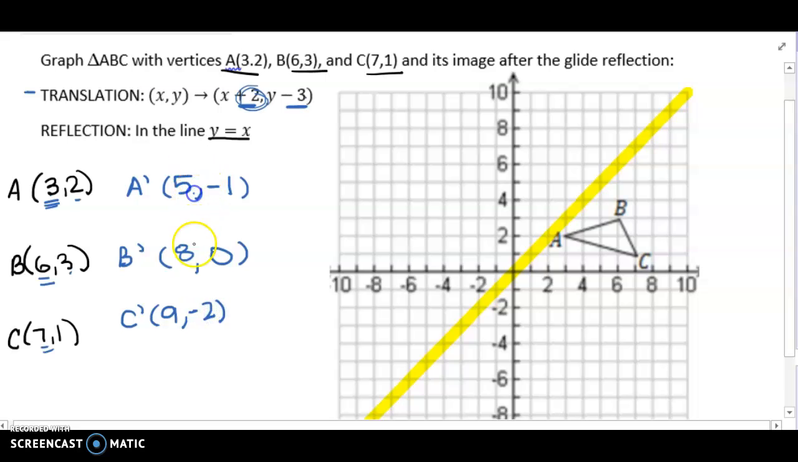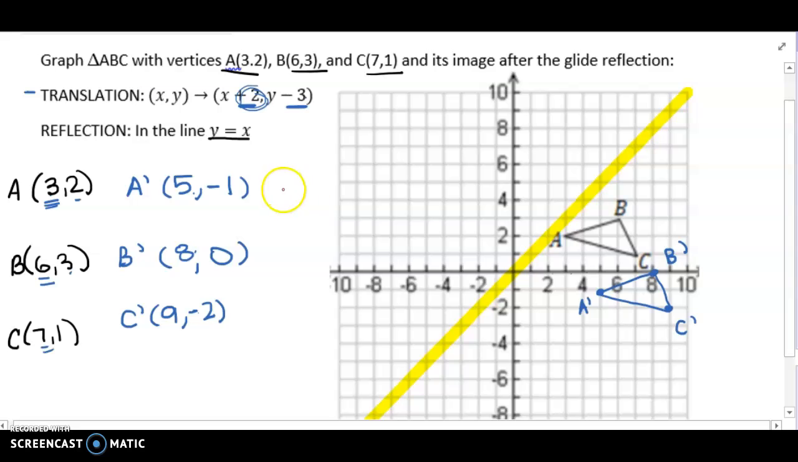Okay, so now that I have these points, I'm going to go ahead and plot it and then draw my new triangle. All right, so when I plot these 3 points, my triangle A prime, B prime, and C prime should be down here. And guys, this tablet is really hard to write on, but your paper should be a little nicer than mine. And these should be congruent figures. If they're not, then you did something wrong and you need to check your points.